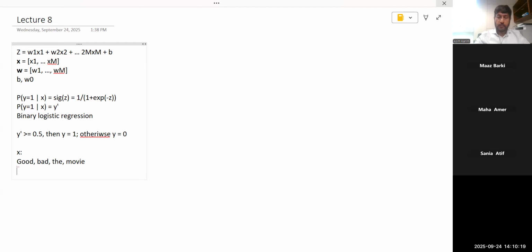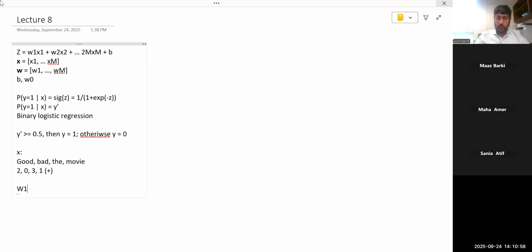And for a given X, we will have values. Let's say I'm taking raw counts. Remember, this can be TF-IDF values as well. TF-IDF values will be continuous values, not integers, but you can also use raw counts. So in this particular example, the count of good is 2, bad is 0, the is 3, and movie is 1. And let's say this is a positive example in our training data set. Of course, this is a training data set, but let's say I want to use my model to find a label for this. Again, this is a hypothetical example.